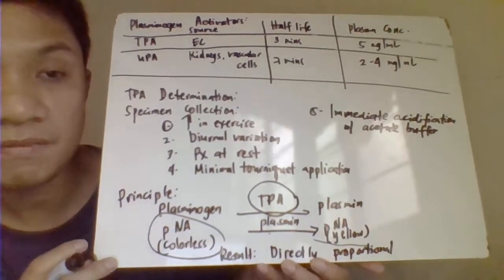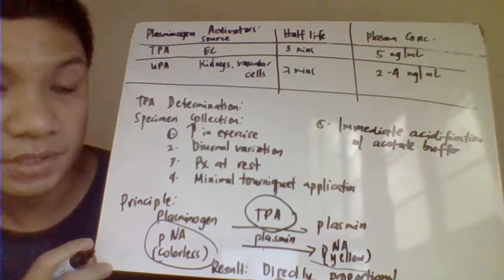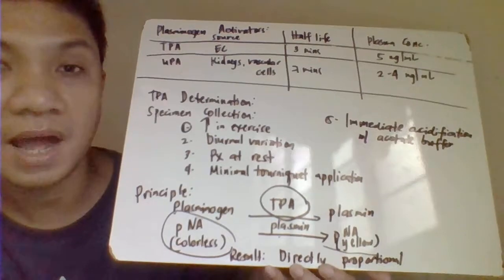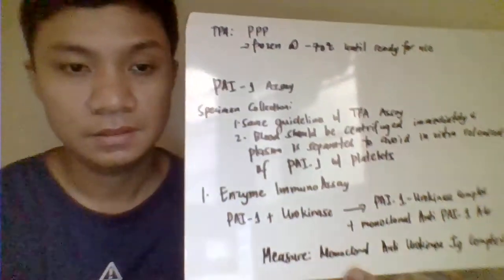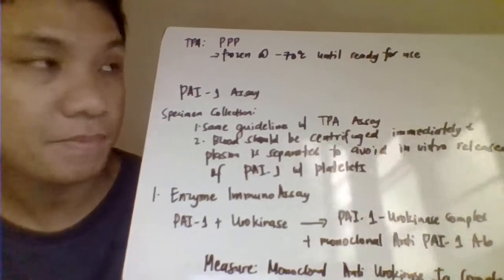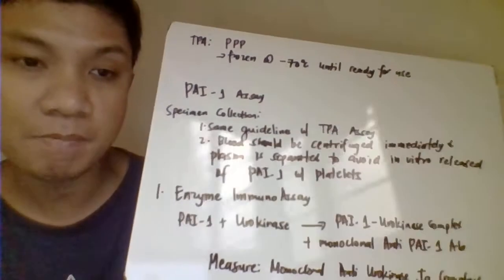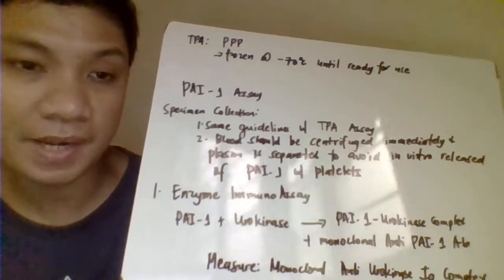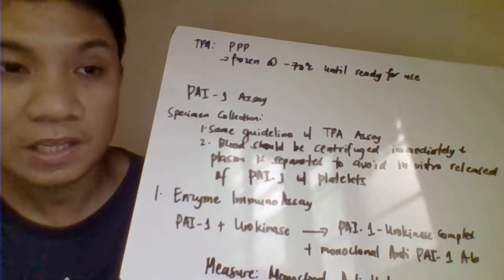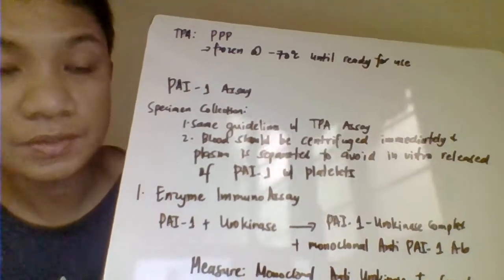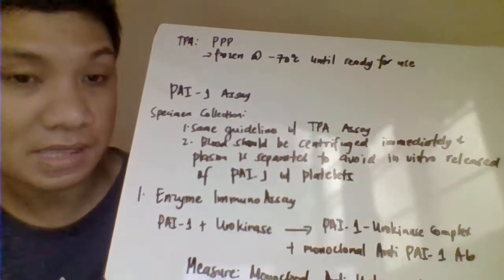Again, the intensity of the yellow color here would be directly proportional to the concentration of your TPA. The more intense, the higher the concentration. Okay, the specimen utilized here for the TPA assay would be the PPP or the platelet-poor plasma. However, if you're not able to utilize or process the specimen immediately, you need to freeze that one at negative 70 degrees Celsius in order for that not to deteriorate.